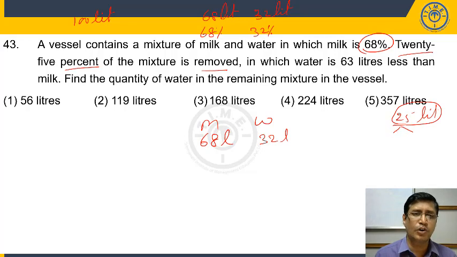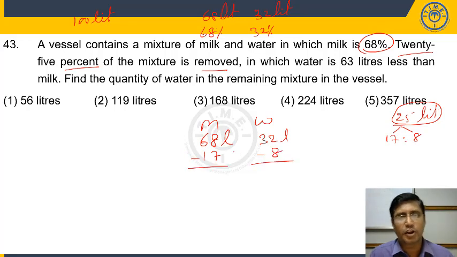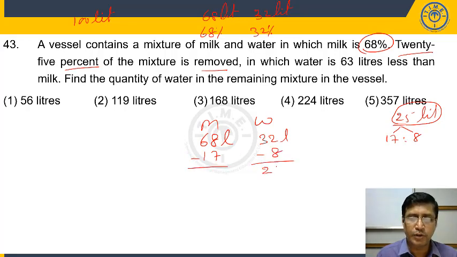In this also you will get the milk and water in the ratio 68%, 32% only. So what is the simplest form of this? Dividing with 4, here you will get 17:8. Means 17 liters of milk and 8 liters of water will be removed. Then what is the remaining? 24 liters of water, and here it is 51 liters of milk.